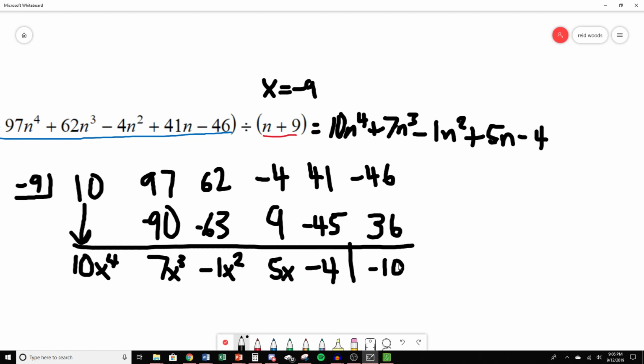So the next thing that we need to do is deal with this remainder because we have one. If it's a 0, that means you don't have one, you don't have to worry about it. But this time we have one. So we put its symbol, which is a minus. We make a fraction, and we put a 10 on top, which is our remainder, over the divisor, which is the n plus 9. Okay, so that's my lesson over polynomial division and how to do it.